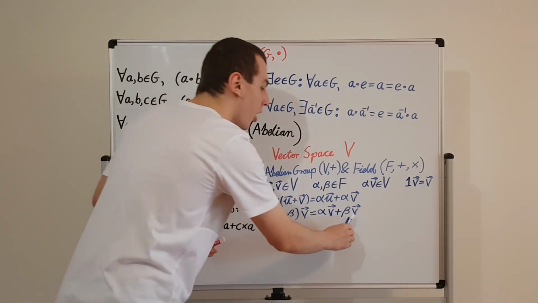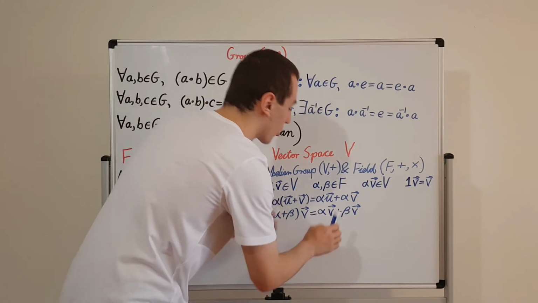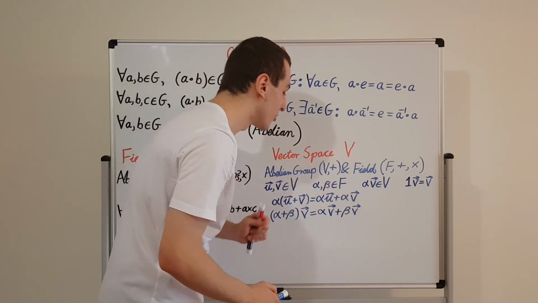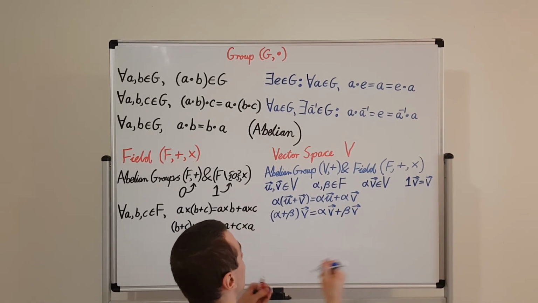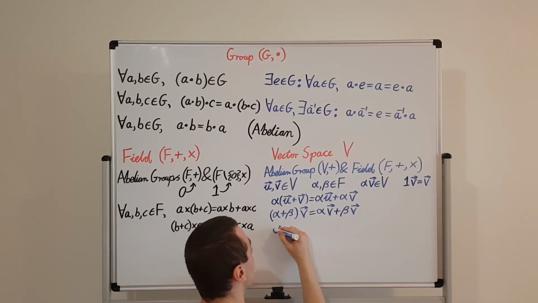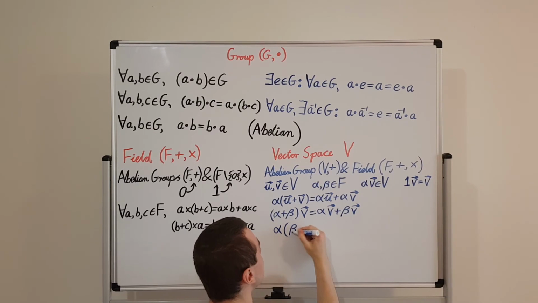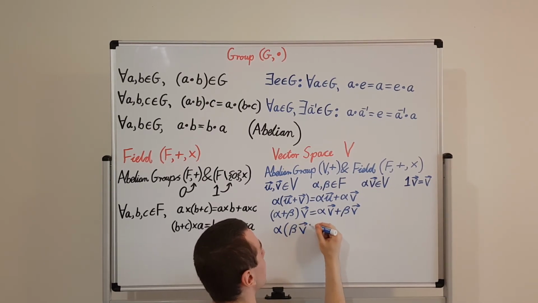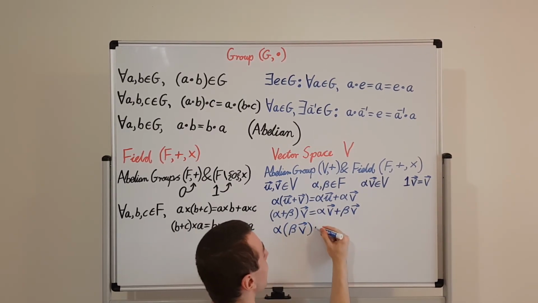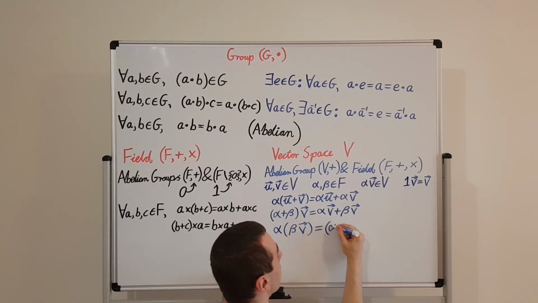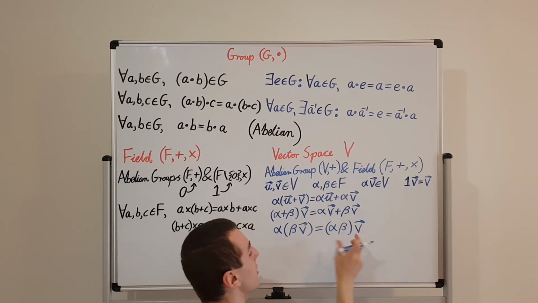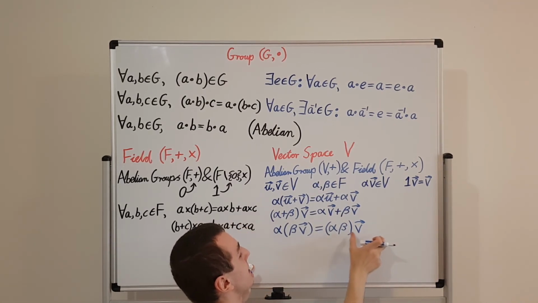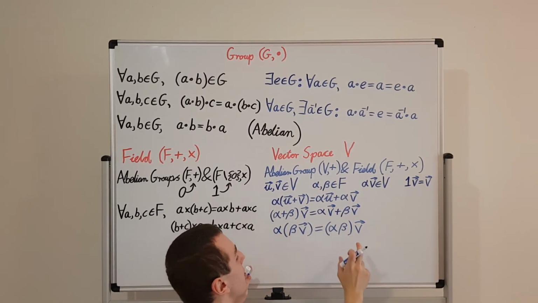And alpha and beta are scalar quantities. They come from the scalar field. Another property that I want is associativity. So if I want to scale a vector that's already been scaled by another scalar, I can group these together. So I can group alpha and beta together, like this. So it's the grouping of the brackets. Where do the brackets go? That doesn't matter. It's equivalent.